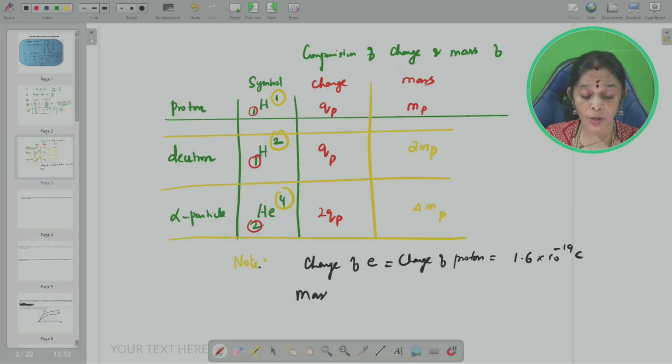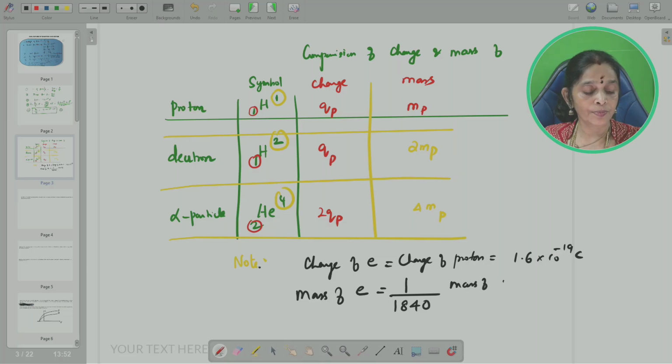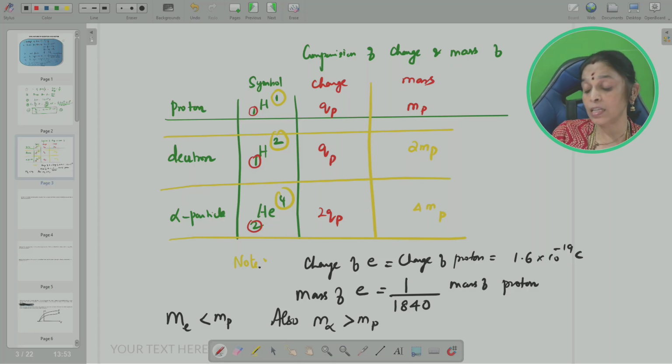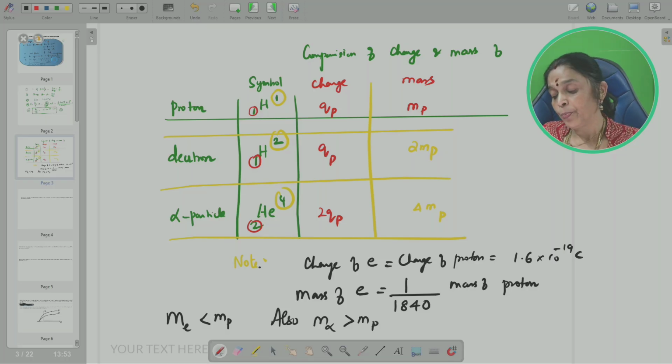What about the mass of the electron? It is less than the mass of the proton. You can approximately write it as 1 by 1840 times the mass of the proton. So the mass of the electron is lesser than the mass of the proton. Similarly, the mass of the alpha particle is greater than the mass of the proton. All these basic things we know. Now we'll have to get into problems.